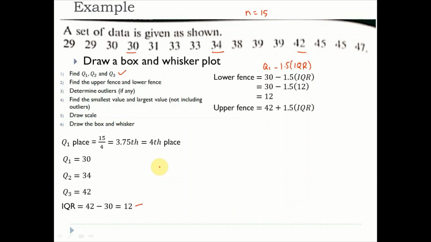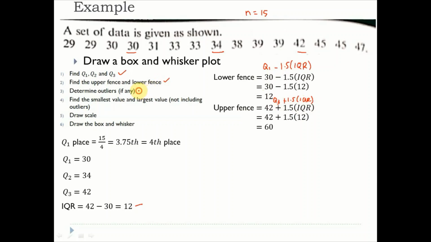For the upper fence, the formula is Q3 plus 1.5 times the interquartile range. So you see, the lower fence is Q1 minus, and the upper fence is Q3 plus 1.5 times the interquartile range. We substitute everything and we get our upper fence to be 60. So we did the second step.